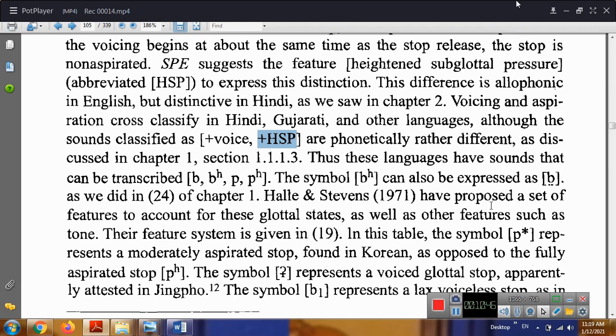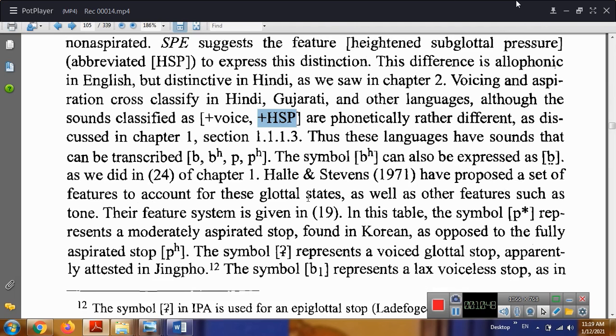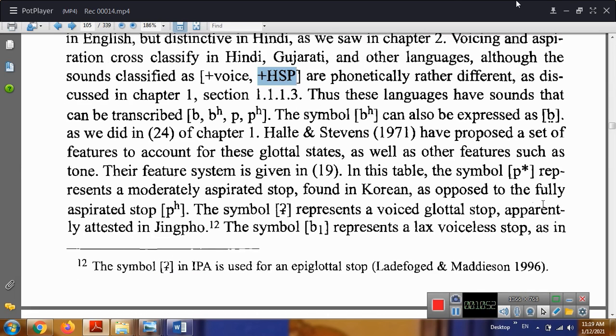Halle and Stevens have proposed a set of features to account for these glottal states, as well as other features such as tone. Their feature system is given in 19. In this table, the symbol P represents a moderately aspirated stop found in Korean, as opposed to the fully aspirated stop P. This symbol represents a voiced glottal stop.